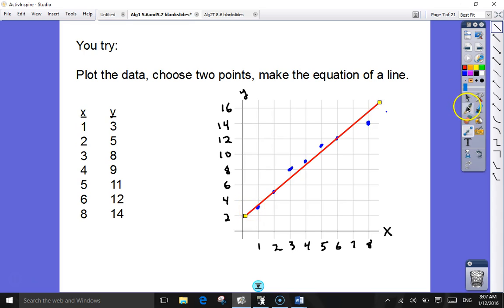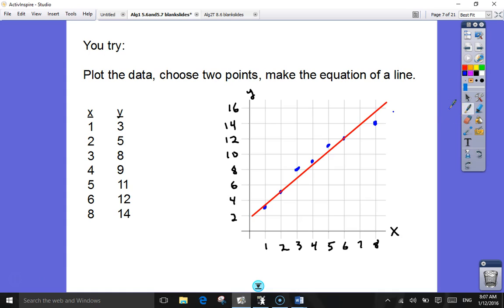And I think I did. So I'm missing some points on one side and some points on the other. It's kind of going through the middle, but I think these 2 points are definitely on the line. So which 2 points are those? It looks like that one and that one. So make the equation of a line that goes through those 2 points, just like we've done in this lesson.